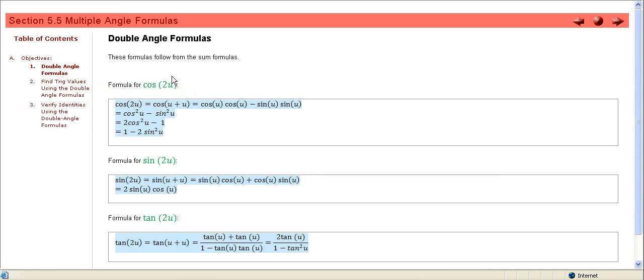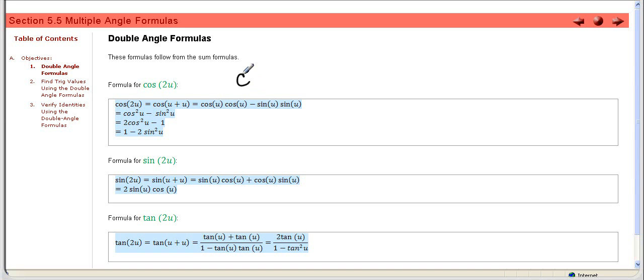The double angle formulas actually follow from the sum formulas that we've already discussed. For instance, if we want to find the formula for cosine of 2u, you're going to look at that as the cosine of u plus u. Recall that the cosine of u plus v was cosine u cosine v minus sine u sine v.